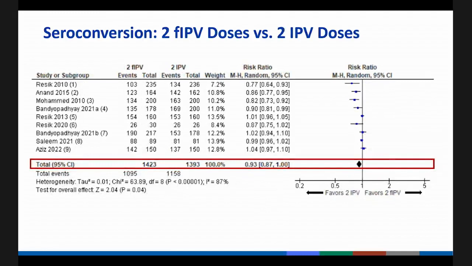Moving on to comparisons between 2 fractional doses and 2 full doses. 2 fractional doses were associated with slightly lower rates of seroconversion than 2 full doses of IPV. But you can see that the risk ratio was 0.9, so close to 1, and some studies seem to show equivalency between the 2 vaccination regimens.